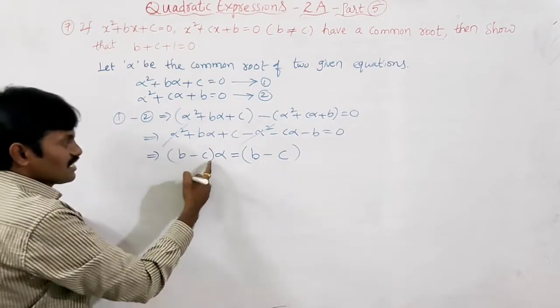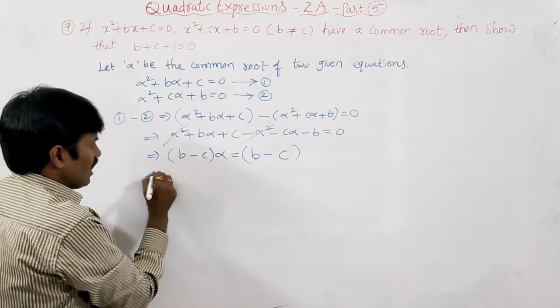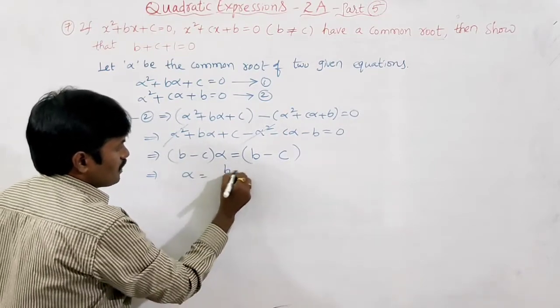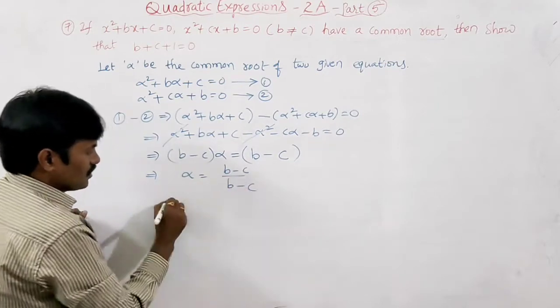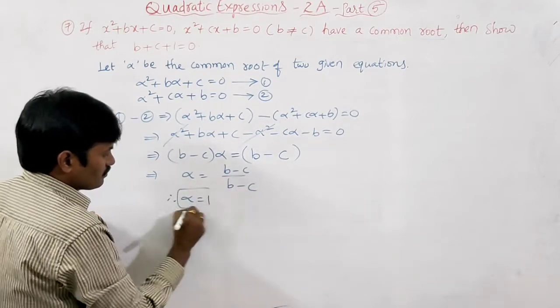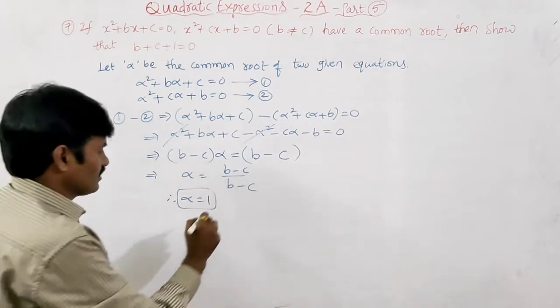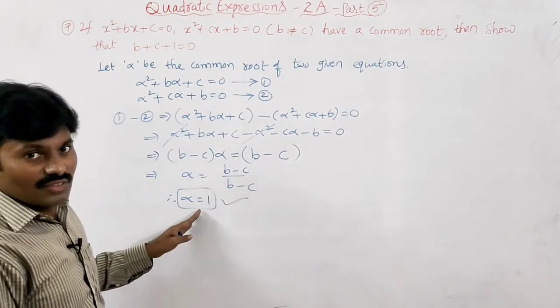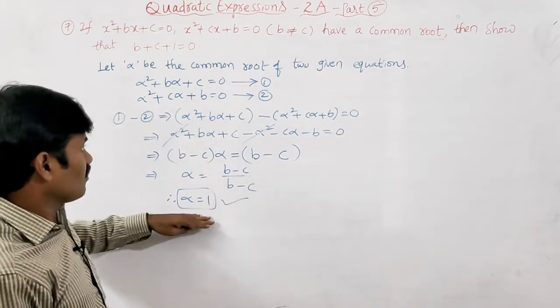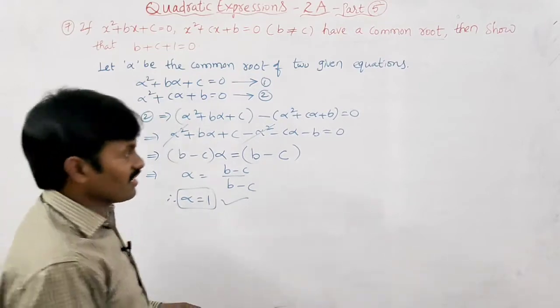So b minus c into alpha is equal to b minus c. I want alpha, so alpha is equal to b minus c by b minus c. So therefore alpha is equal to 1. Okay, clear? In this way we can find it. Now alpha will be substituted in any one of the equations, and we will get the result.